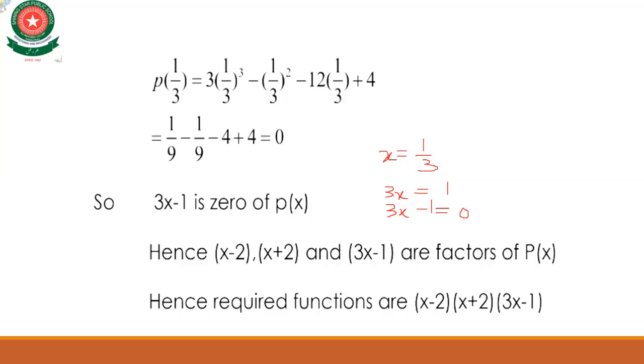So the factors are x minus 2, x plus 2, and 3x minus 1. Those are all the factors of p of x. Hence, the required factors are x minus 2 into x plus 2 into 3x minus 1. Hope you understand this. If you have any question, you may note it down. I will give you the answer at the end of the lecture.